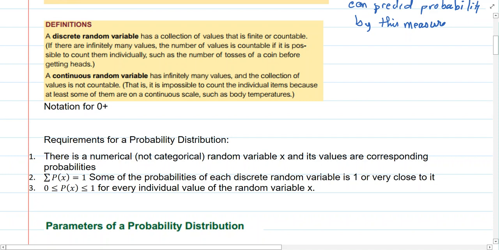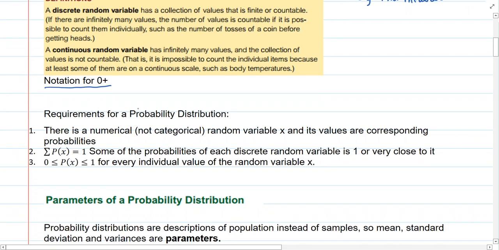We also are learning something new, the notation of 0 with a plus after it. This means the probability is so unlikely that it resembles 0, but is not 0. So 0 plus is something you might run across.